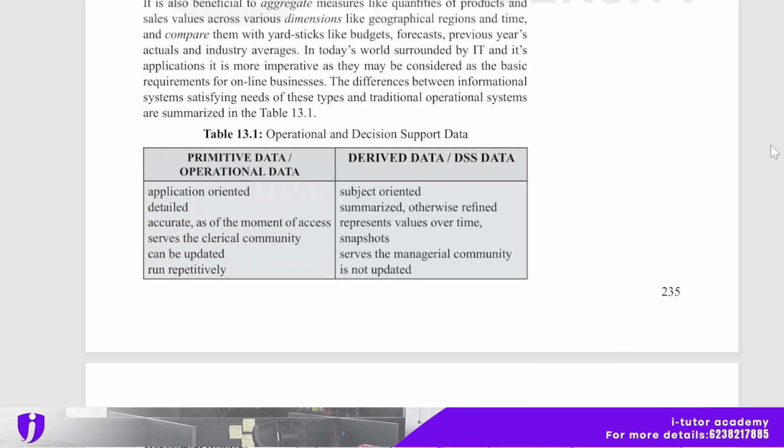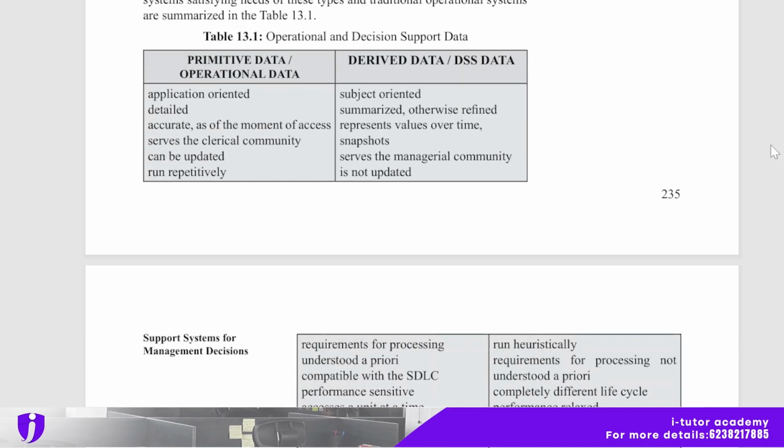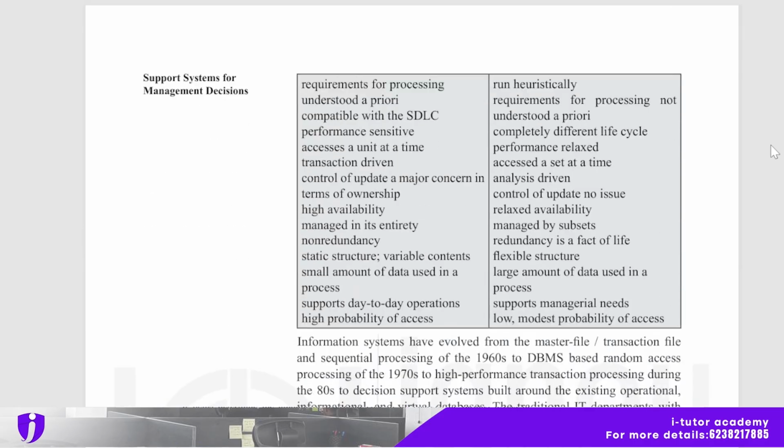Table: operational and decision support data, that is, primitive data or operational data, and derived data or DSS data. Primitive data or operational data is application oriented, detailed, accurate as of the moment of access, serves the clerical community, can be updated, and is run repetitively. Derived data or DSS data is subject oriented, summarized, otherwise refined, represents value over time, consists of snapshots, serves the managerial community, and is not updated like that.